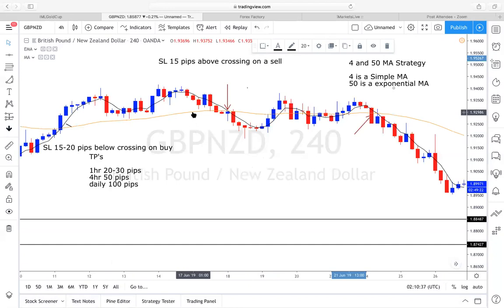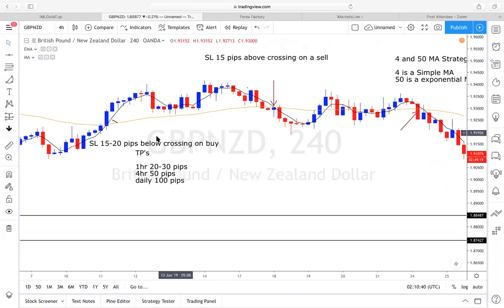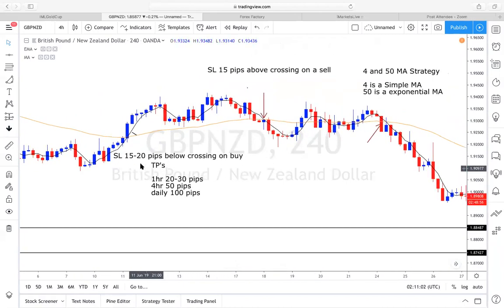Anytime the 4 moving average, which is the black one on my screen, crosses the orange one on the way up, we're going to buy it right away. You see the black one right here. It crosses the orange one on the way up. Once the 4 moving average crosses the 50 on the way up, we're going to buy. We're going to get into the market right away for a buy. Market execution. As soon as we see that cross, we're going to press the buy button right away.